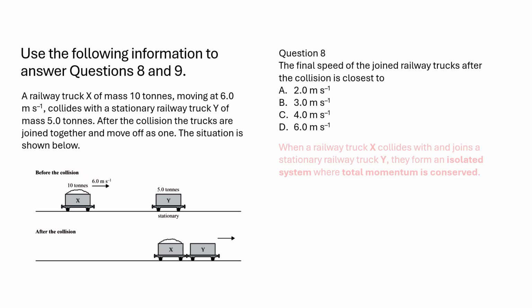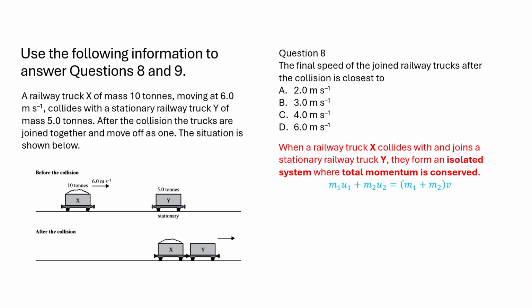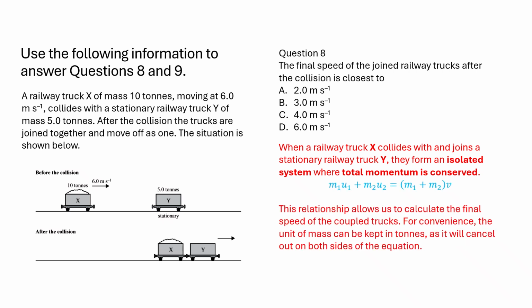When a railway truck X collides with and joins a stationary railway truck Y, they form an isolated system where total momentum is conserved. This relationship allows us to calculate the final speed of the coupled trucks. For convenience, the unit of mass can be kept in tons, as it will cancel out on both sides of the equation.